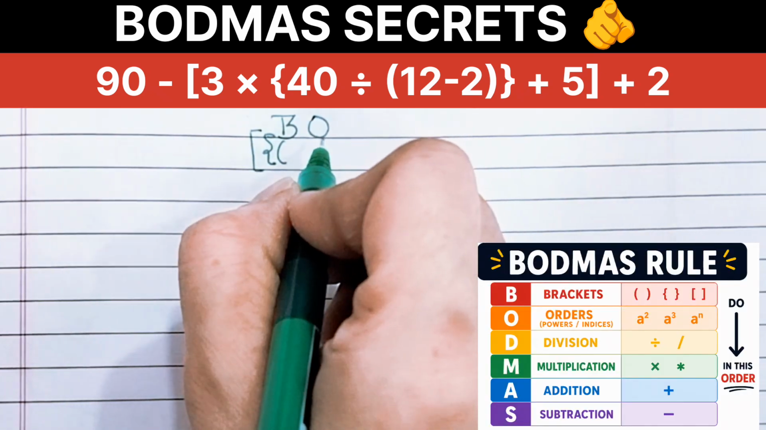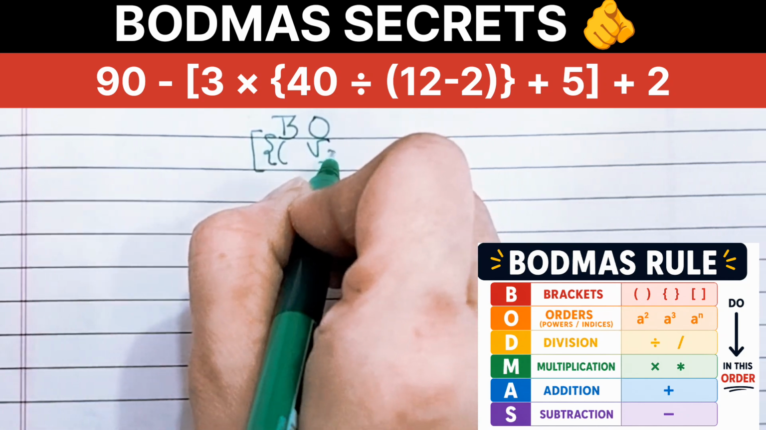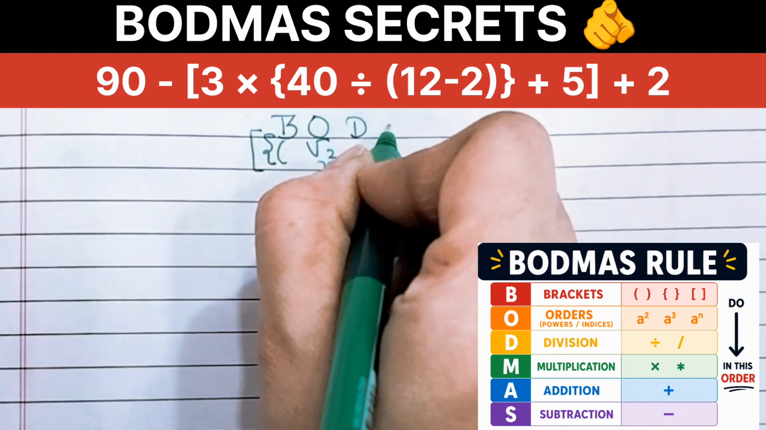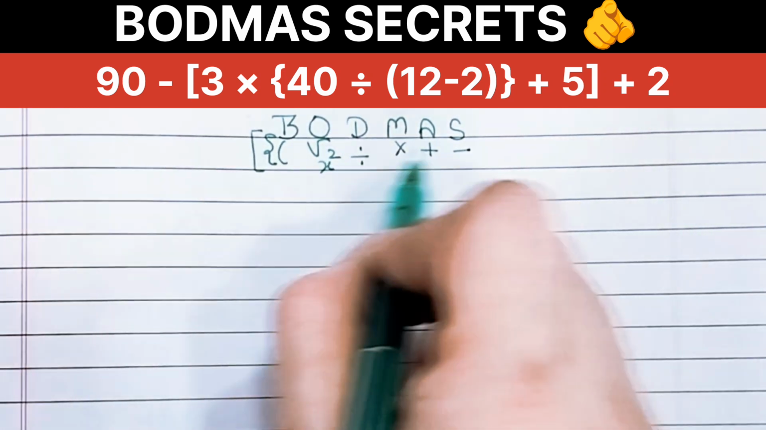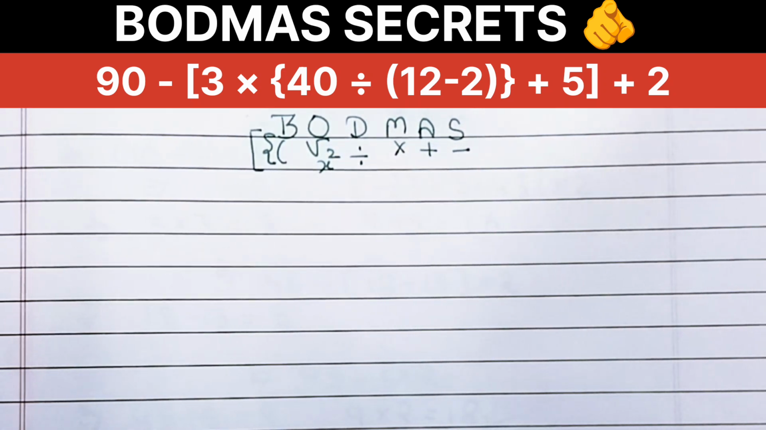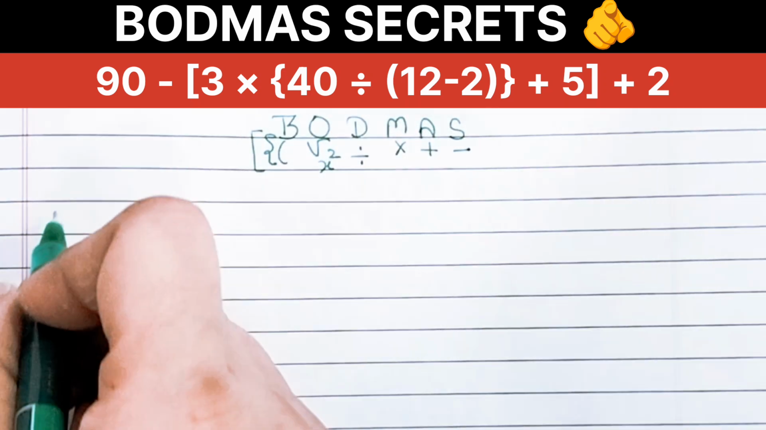O stands for of, which we convert into multiplication; we solve roots and exponents. D stands for division, M stands for multiplication, A stands for addition, S stands for subtraction. According to this BODMAS sequence, we'll break down this expression with a step-by-step solution.